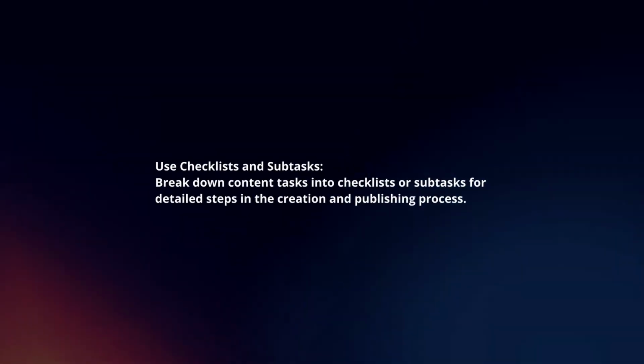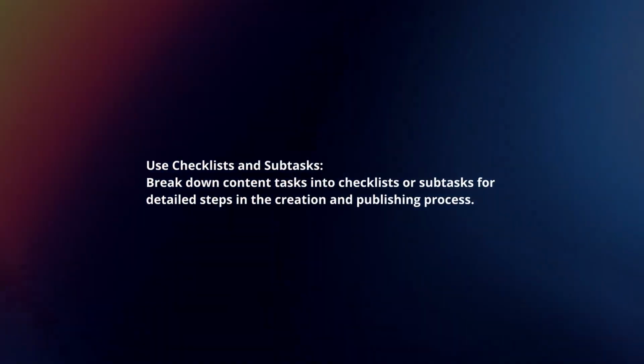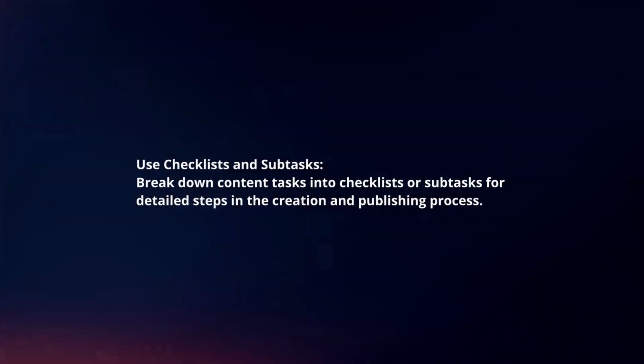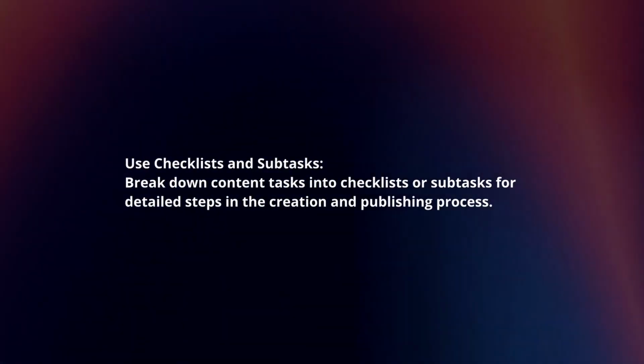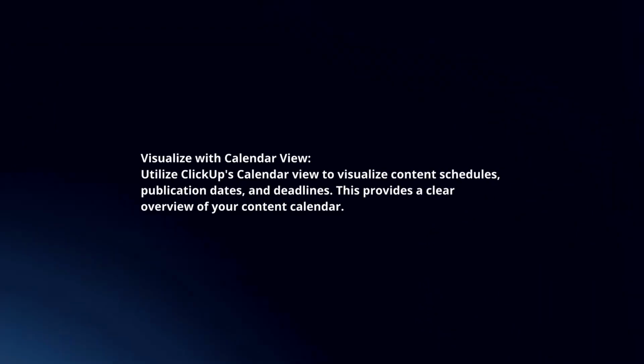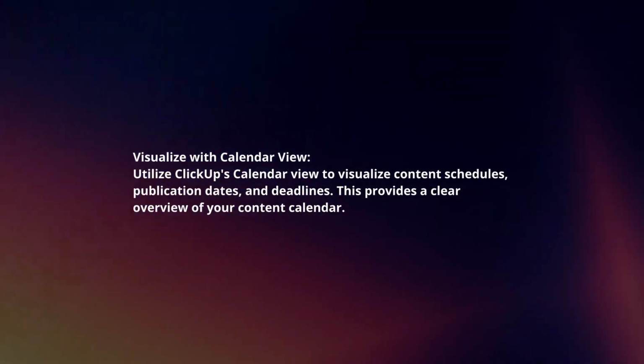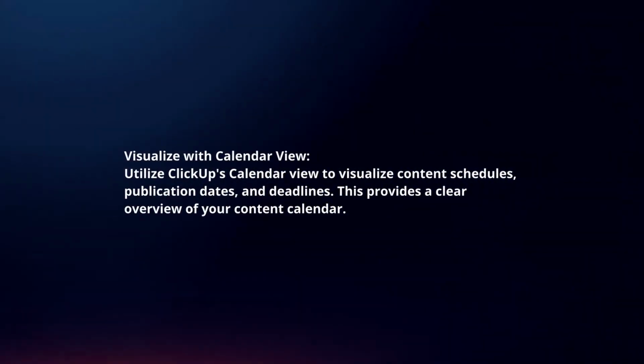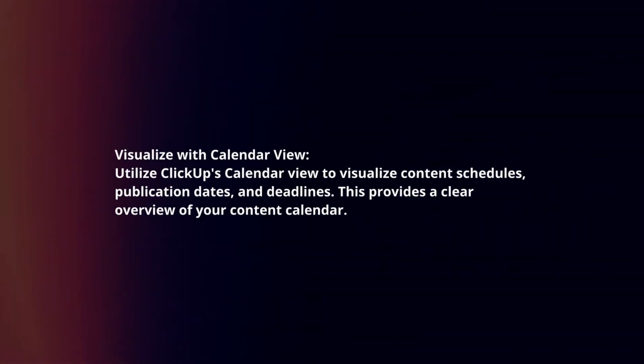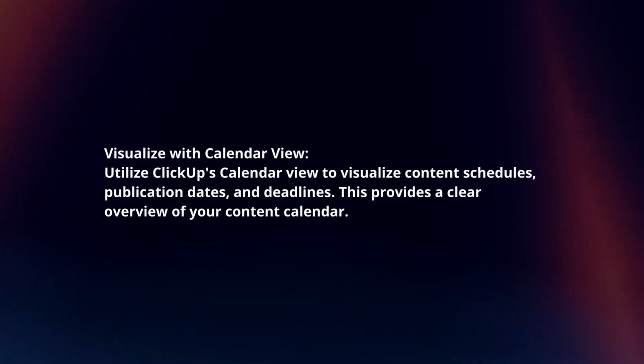Use checklists and subtasks. Break down content tasks into checklists or subtasks for detailed steps in the creation and publishing process. Visualize with Calendar View. Utilize ClickUp's Calendar View to visualize content schedules, publication dates, and deadlines. This provides a clear overview of your content calendar.